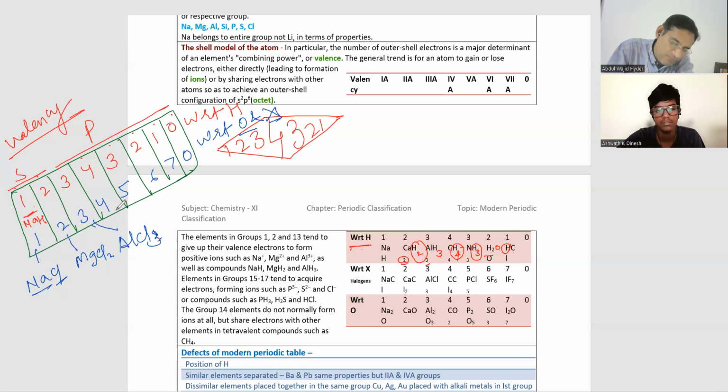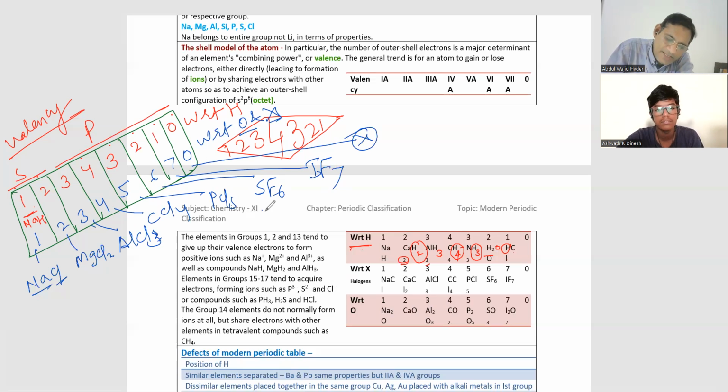So valency will be 3. CCl4, PCl5, SF6, IF7, and this can't form any compound. See, I have taken here SF6. You can't write OF6. You have to prove your answer right now. Yes, sir. You can't write OF6. You can't write NCl5. So you should know all this, then only you can handle it.